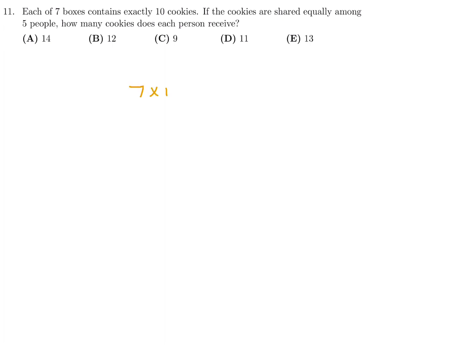7 boxes, 10 cookies each, that's 70 cookies. Now you take those 70 and you divide that among 5 people equally, and when you do, you get 14 cookies each. Number 11, the answer is A.